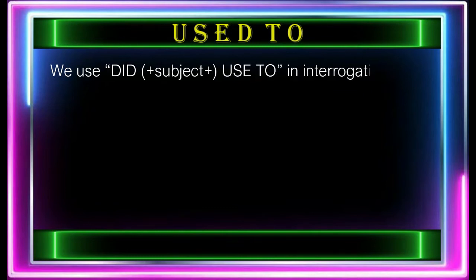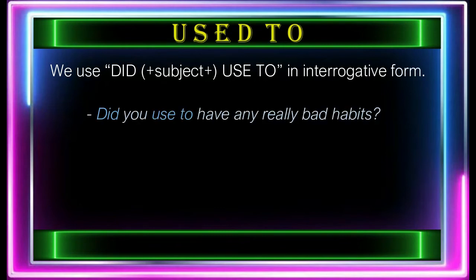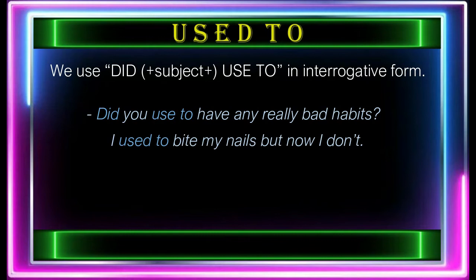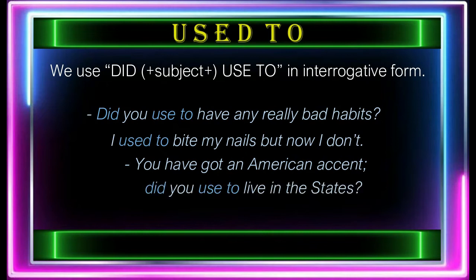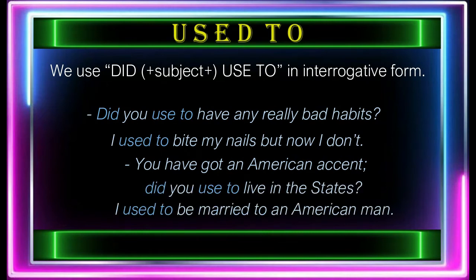We use did plus subject plus used to in interrogative form. Did you used to have any really bad habits? I used to bite my nails, but now I don't. You have got an American accent. Did you used to live in the States? I used to be married to an American man.